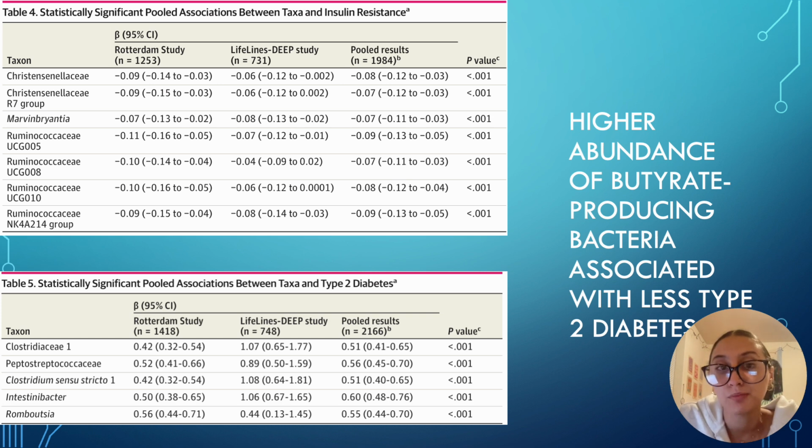Overall, the presence of butyrate-producing bacteria within the gut microbiome is associated with lower insulin resistance and less type 2 diabetes. However, further research seems to be necessary for understanding butyrate's role in metabolism and the insulin secretion pathway.